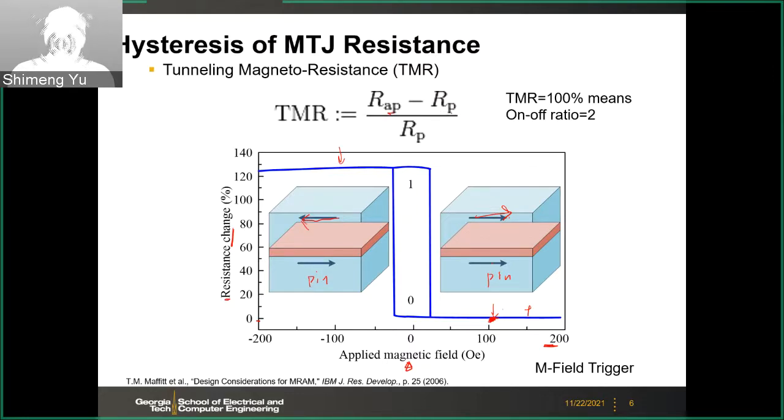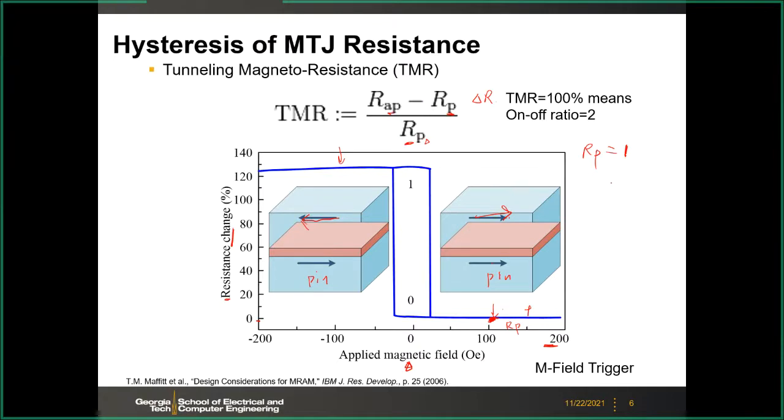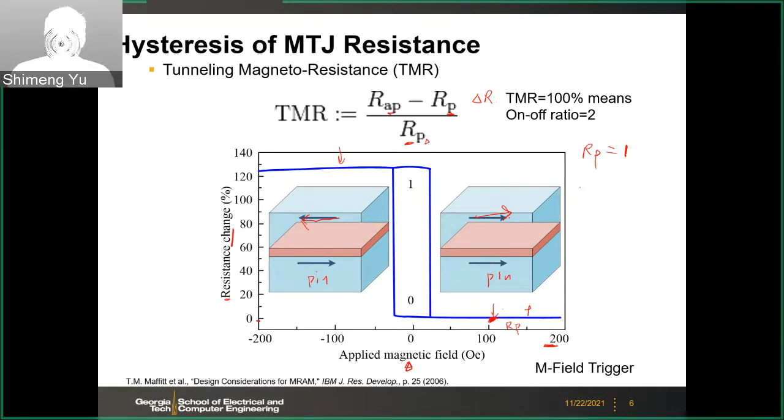So here, this TMR ratio, tunneling magnetoresistance ratio, is defined as the resistance of the anti-parallel state minus the resistance of the parallel state, basically the delta R, the change, divided by the reference, which is this R_P, the parallel state resistance. And actually TMR 100% means the on-off ratio is 2. Why is that? If you think the R_P is 1, let's say you normalize that to 1, for example 1 kilo ohm, and then the R_AP is like 2 kilo ohm, then it's 2 minus 1 divided by 1. So this gives you 100% TMR ratio.